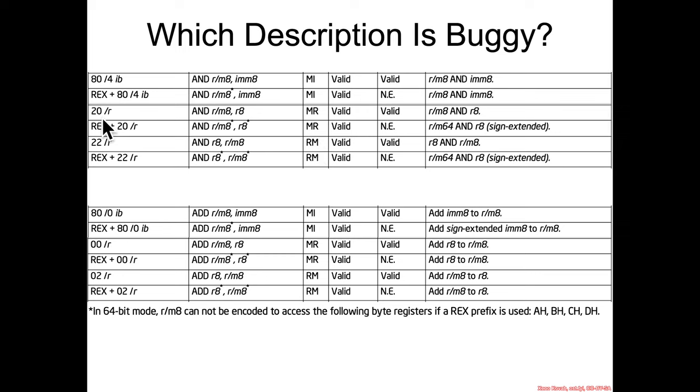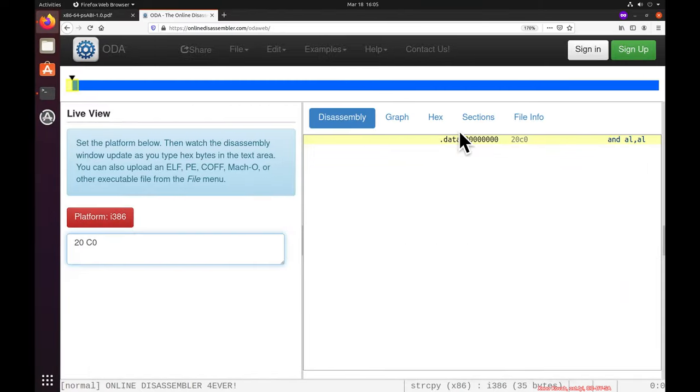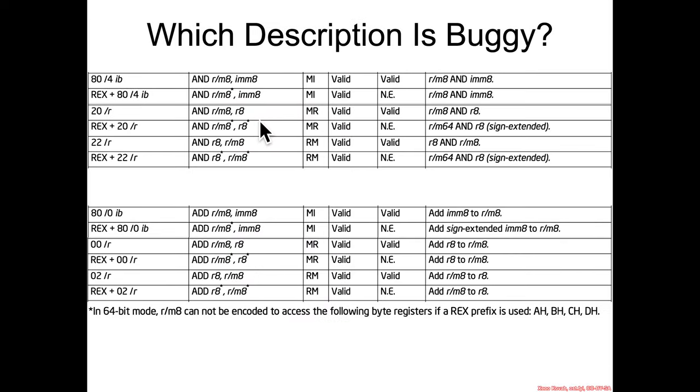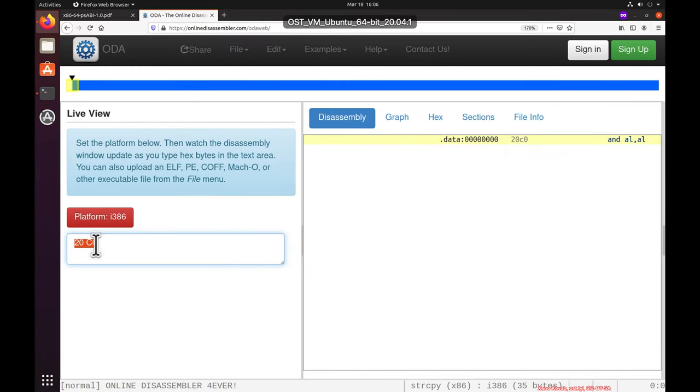So in order to do a basic test of this, I want to understand the difference between 20 with a register and REX 20 with a register. Let's go disassemble that in ODA, the online disassembler, onlinedisassembler.com. We said 20 and some byte equals an AND, and in this case, I did AL. So 20 and some byte is going to specify some sort of register 8 and an RM8. The some byte, I looked up in a table that I'm going to talk about later in the optional material, and came up with 20 C0 is an AND AL, AL.